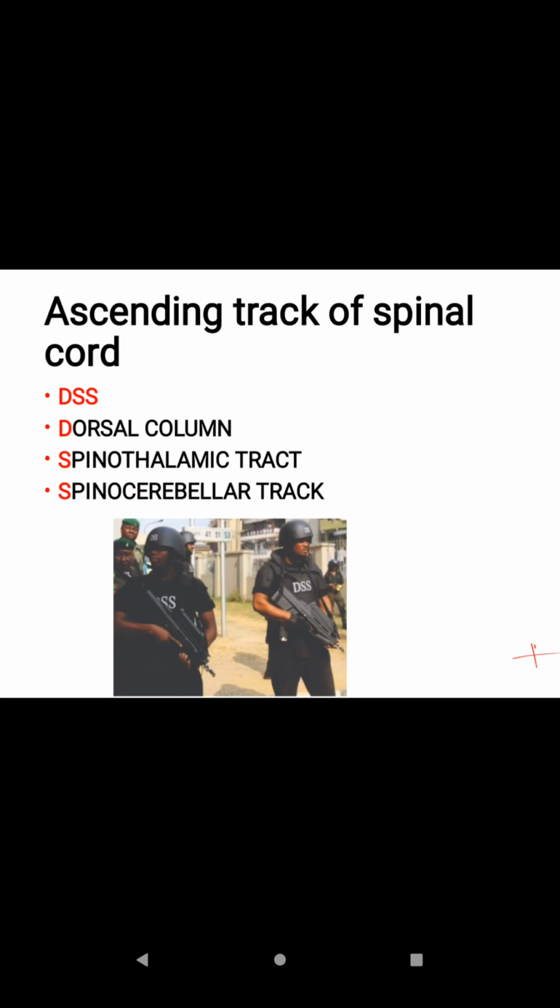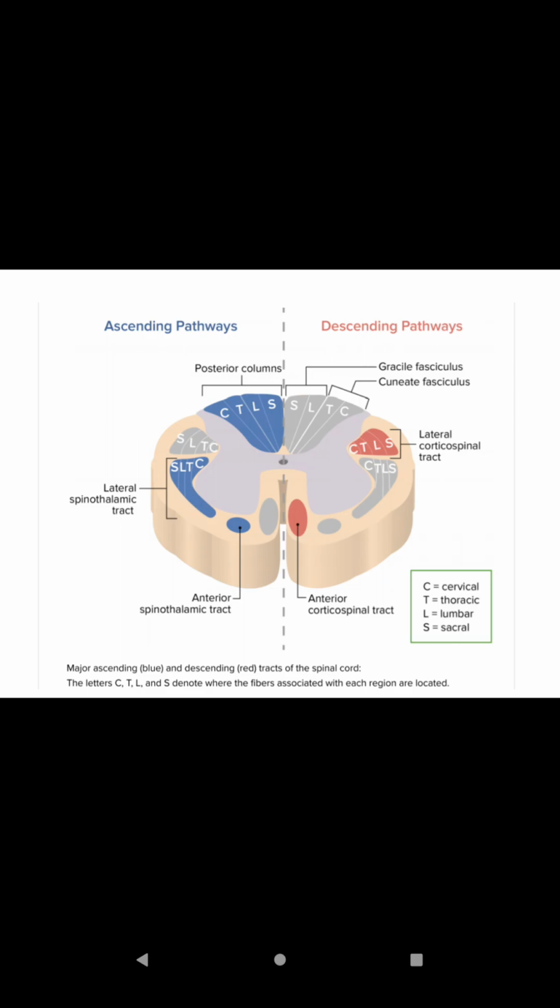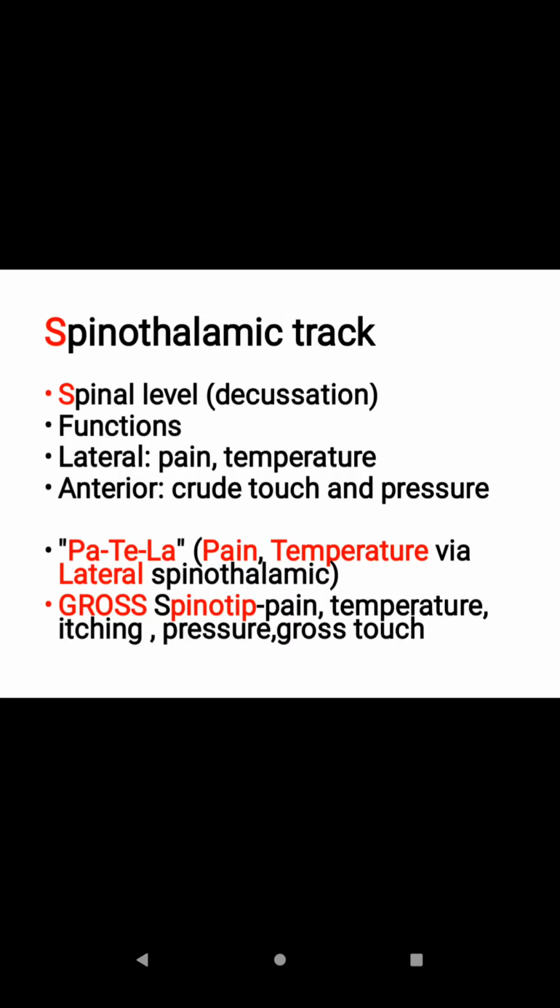Now we'll be looking into these different ascending tracts, and we'll be showing some mnemonics that will help you remember special things about them. Now the first tract we'll be looking at is the spinothalamic tract, and the first thing to know here is that the S in the spinothalamic tract can help you know the level of decussation of the spinothalamic tract. The S there helps us to know that the level of decussation of the spinothalamic tract is at the spinal level, and the functions of the spinothalamic tract include pain, temperature for the lateral group of spinothalamic tract, and crude touch and pressure for the anterior group of spinothalamic tract.